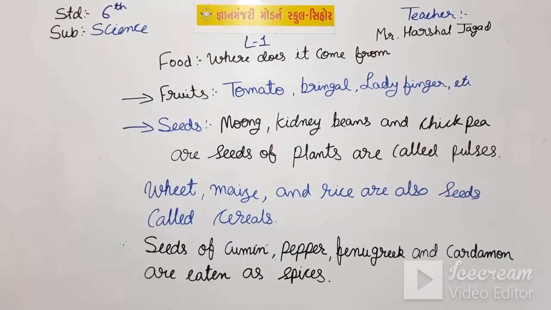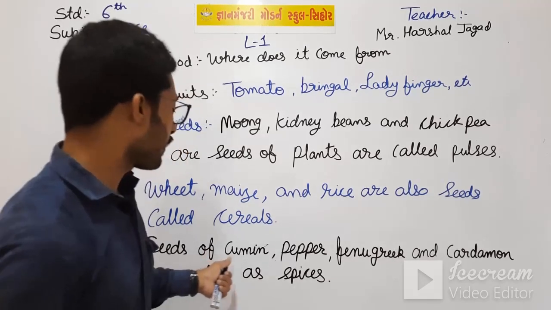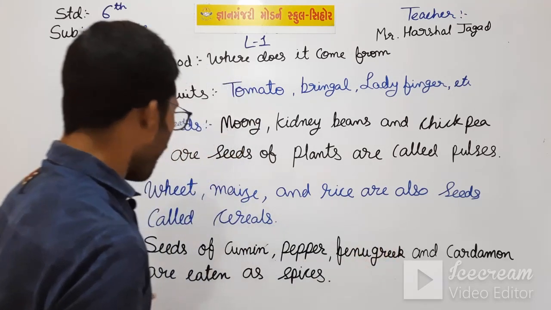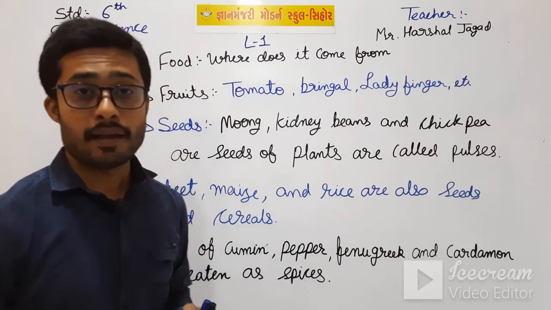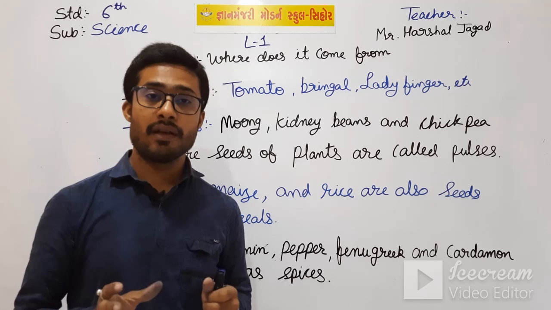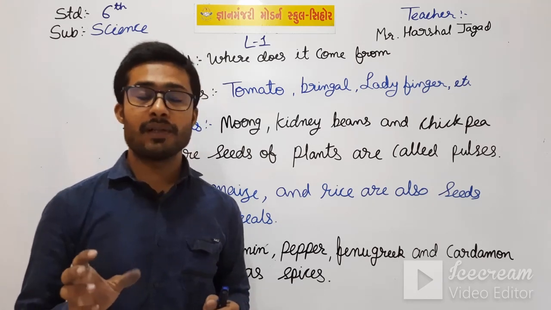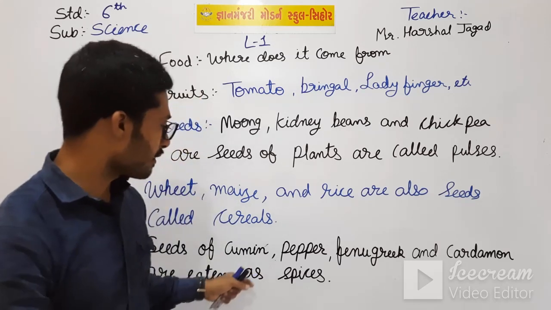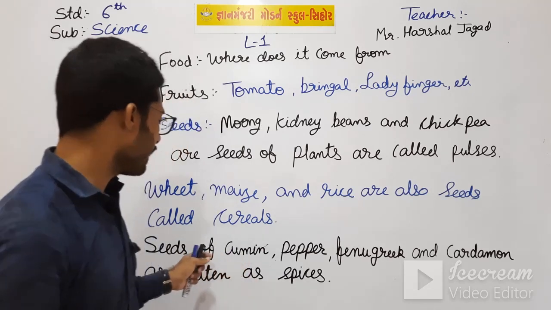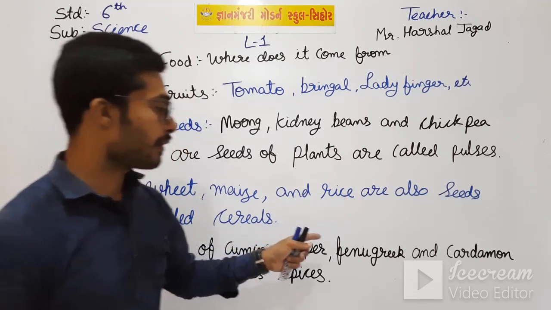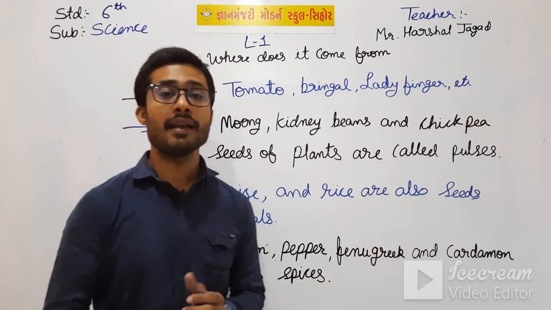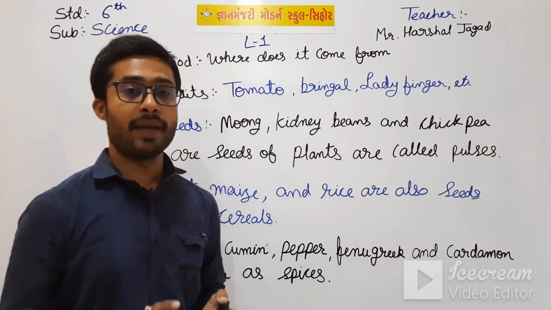Seeds of cumin, pepper, fenugreek and cardamom are eaten as spices. Spices means we all know black pepper and all the masalas we put in the vegetables or when making food. The seeds of cumin, pepper, fenugreek and cardamom are eaten as spices. So, these are all the spices that we use in making food.